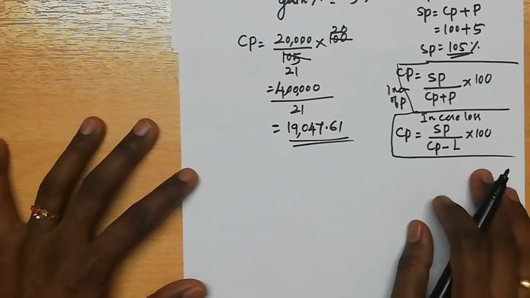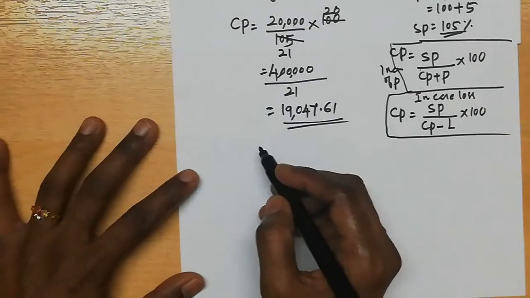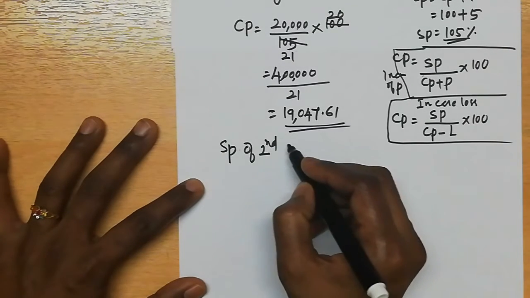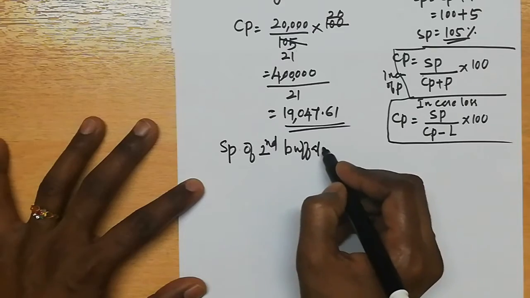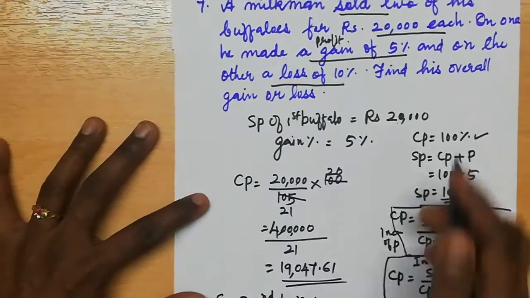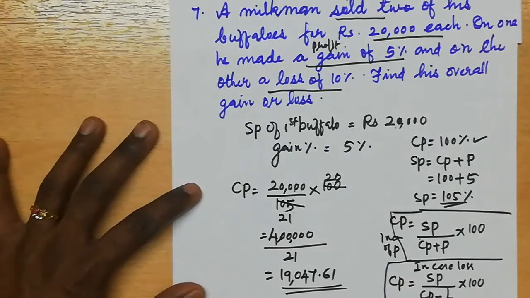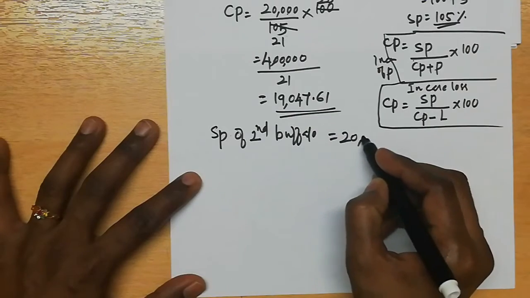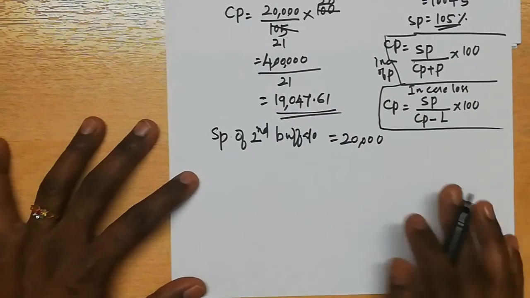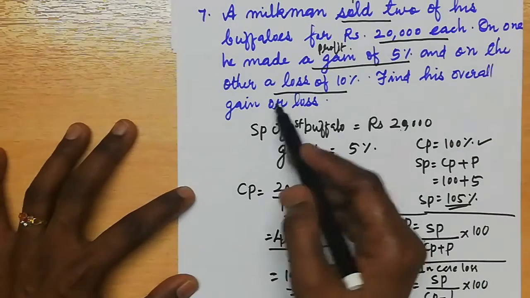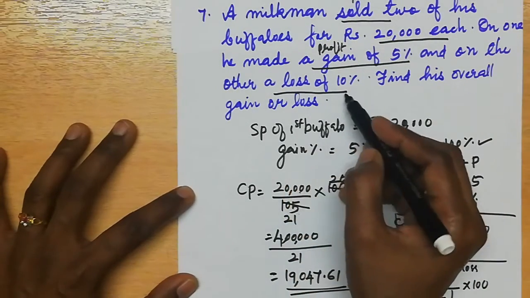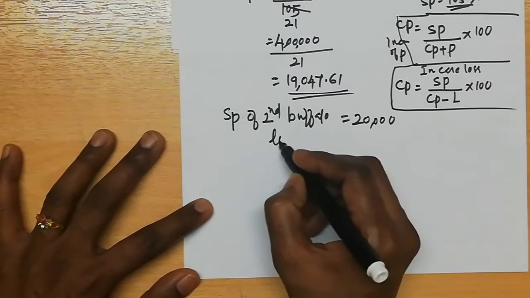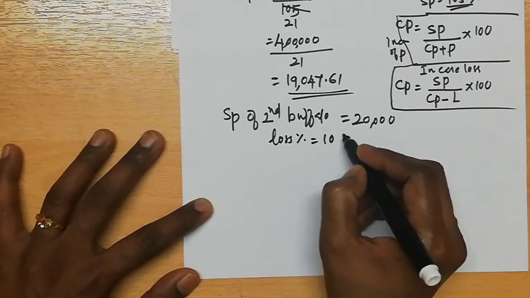Now we will write about the second buffalo. That is the selling price of the second buffalo. How much? That also each one is sold for 20,000 rupees. So the second buffalo also sold for 20,000. We will write here 20,000 rupees. Okay. So the second buffalo is sold at a loss. How much percent? That is 10% loss. He sold at a loss of 10%. We will write here loss percentage is 10%.